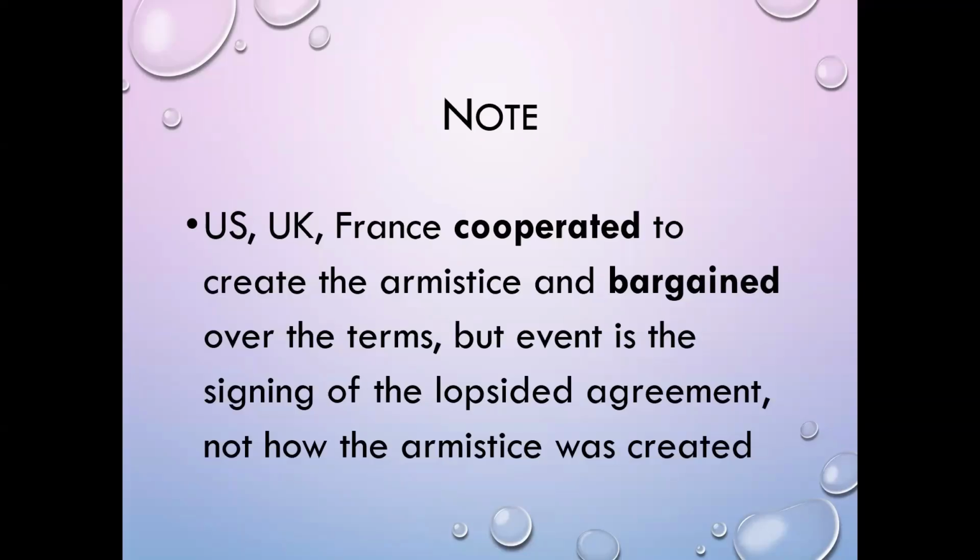So if our event had been the Allied agreement of the terms of German surrender, then we would have had both of these, cooperation and bargaining. But that is not the event. The event was the signing itself. And so there wasn't really any cooperation happening. It was, you either sign this or you're done. And that is why the event of signing the armistice is bargaining. But again, if our event had been creating the terms of the armistice among UK, US, and France, then we would have had both types.